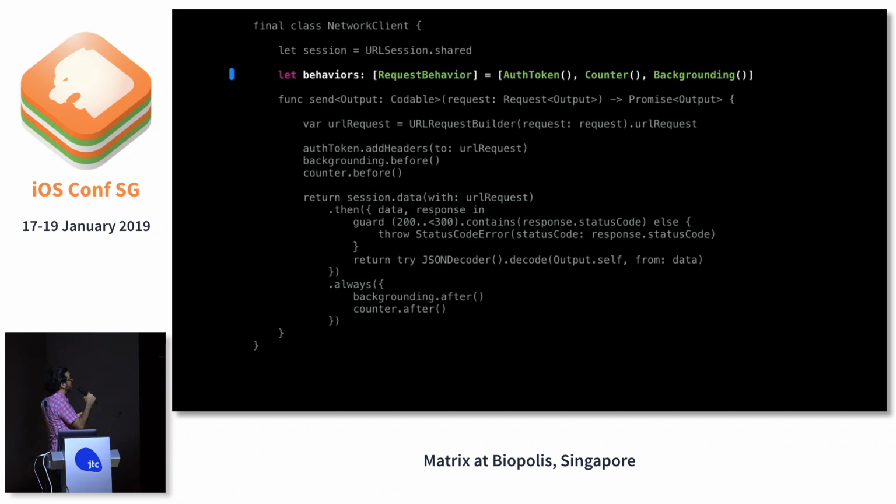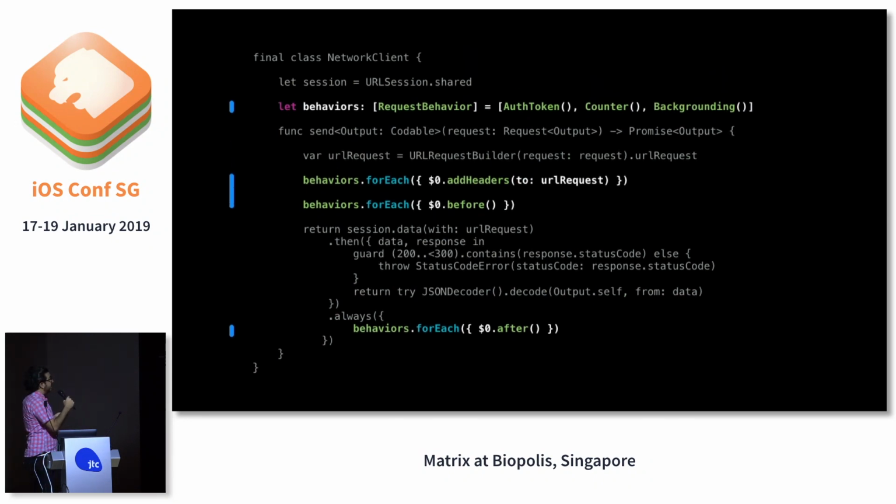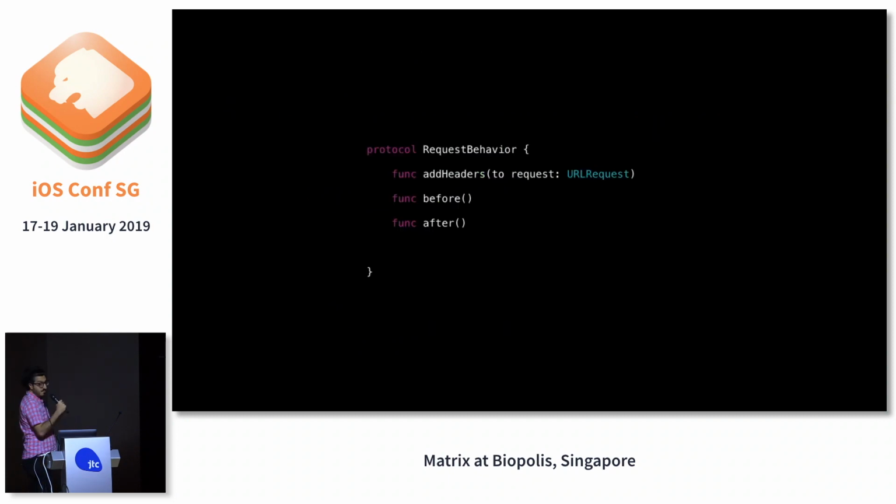And so now that they're all in an array, we can start to change the code to actually work with that array. We check all of our behaviors, and we add all the headers they need. We check all of our behaviors, and we run the before code. We check all of our behaviors and run the after code. And so now the main body of the send method has no idea about auth tokens. It has no idea about any kind of behaviors. All it knows is there's an array, and I get to work with that array, right? So this is pretty good, and this is the protocol that got us there.